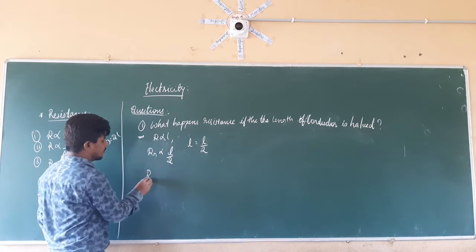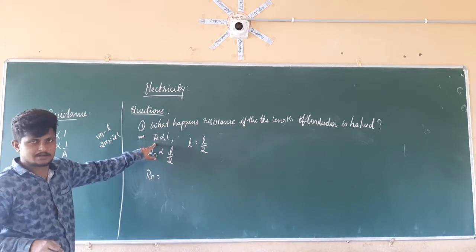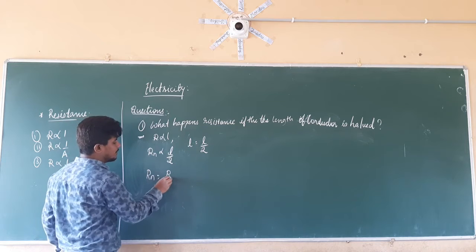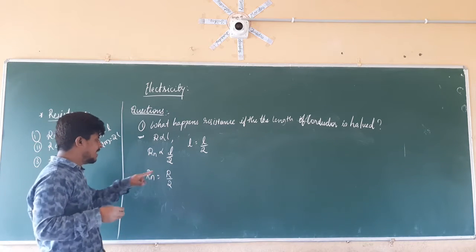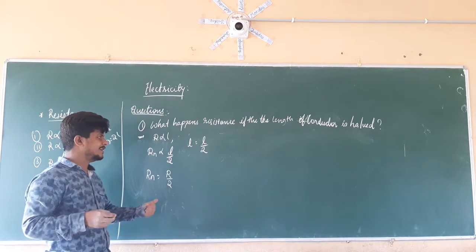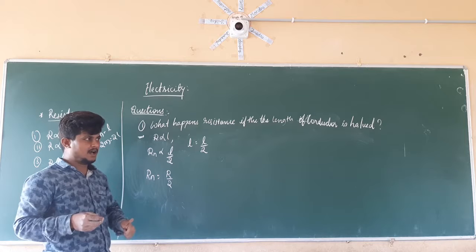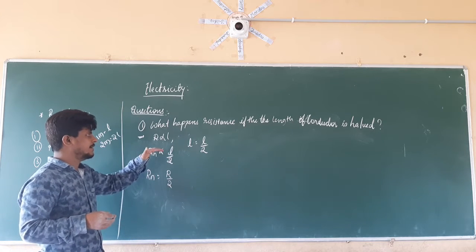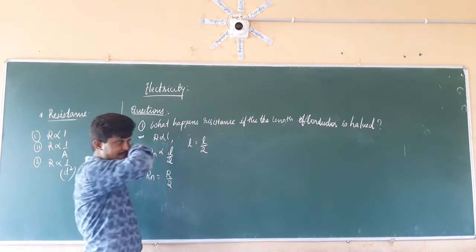So Rn equal to, we already know that L is equal to 1, R, so it will become R by 2. So the new resistance is half of the original resistance. Since the length is getting reduced, it is getting half, what is happening to the resistance? Resistance is also getting half.